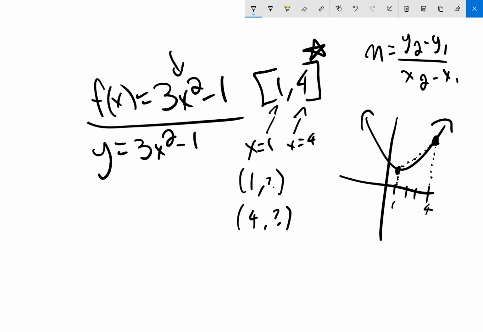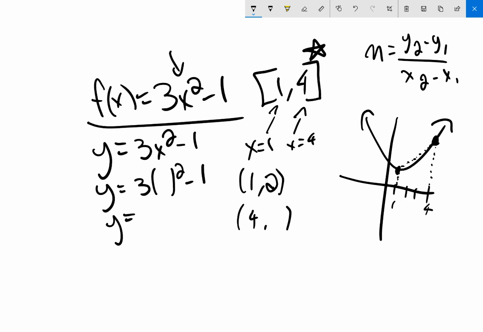So let's plug in 1 at first. We'll have y equals 3, and then we'll do 1 squared. So if you type this in the calculator or you try to work it out yourself, this comes out to be y equals 2. So that means my point, x is 1, y is 2. So I'm going to keep that in mind. Now what I'm going to do is I'm going to plug in 4.